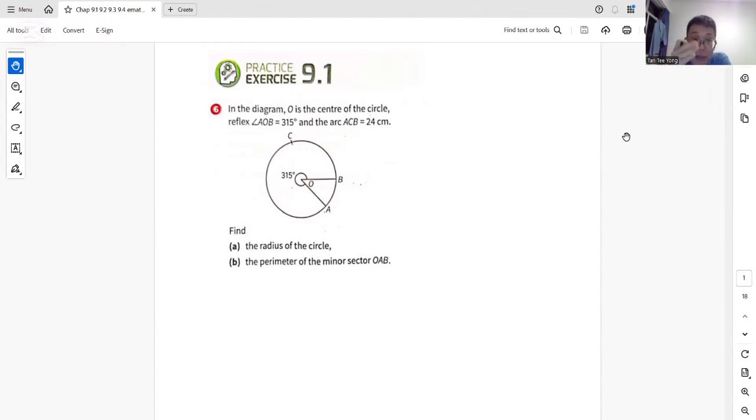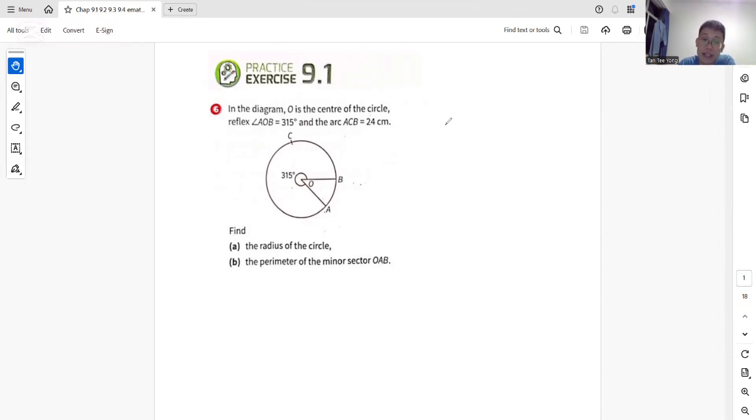In the diagram, O is the center of the circle and reflex angle AOB is 315 degrees and the arc ACB is equal to 24 cm. Part A, find the radius of the circle. What we can do is use the arc length formula, because the arc length of ACB is given, which is 24.